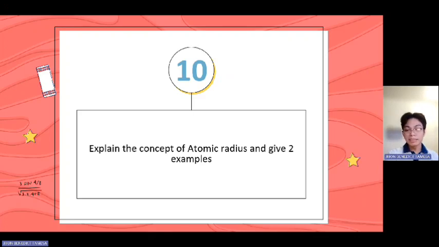Next, explain the concept of atomic radius and give 2 examples.